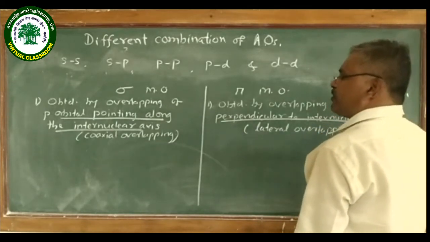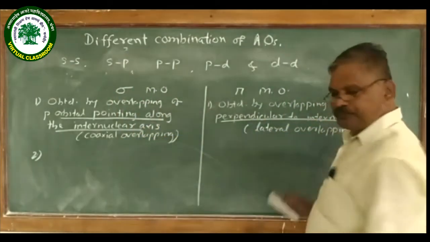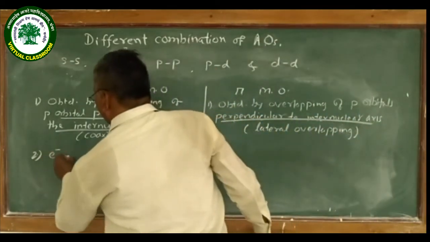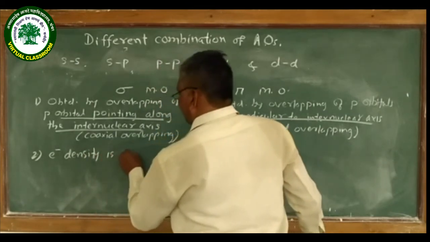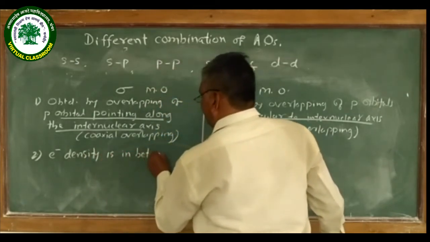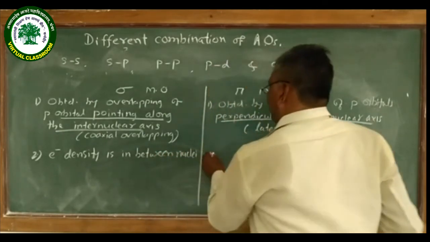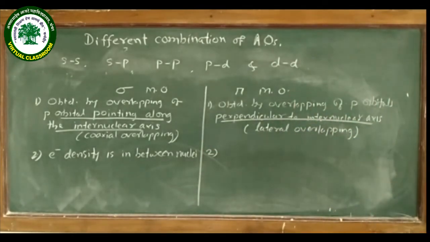The next point of comparison is about the electron density. In sigma molecular orbital formation, the electron density is in between the nuclei. But in case of pi molecular orbital, the electron density is 0 between the nuclei.